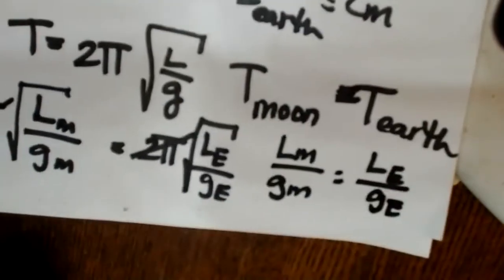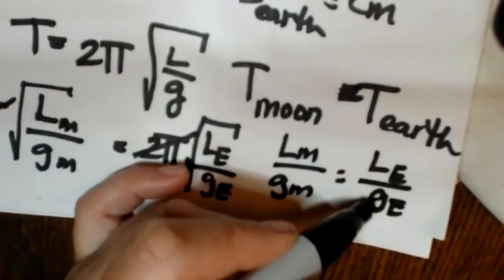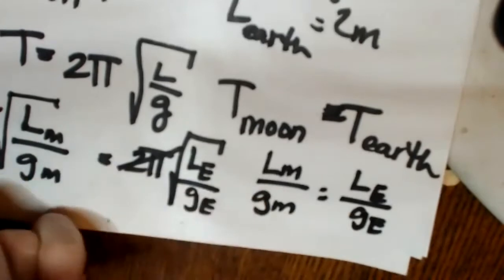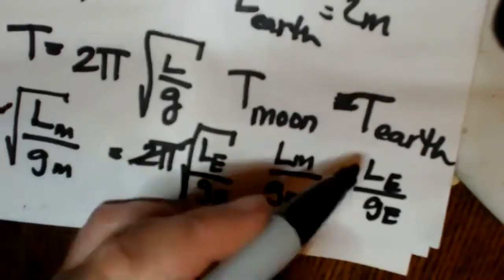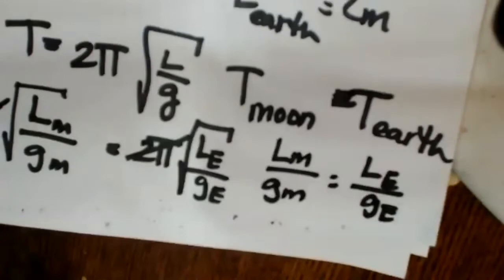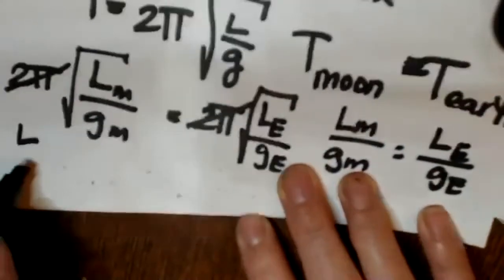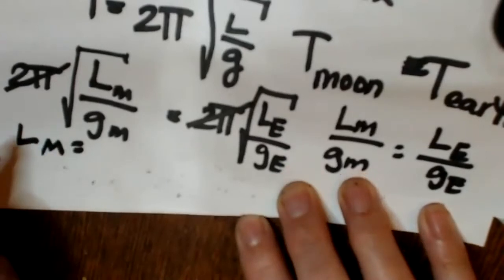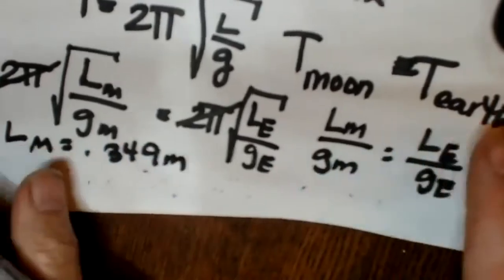And then I think I know everything in there except length on the moon. I know the length on the Earth is 2. I know g on the Earth is 9.8. And I know g on the moon is 1.62. So now all I've got to do is cross multiply and do some algebra. All right. And I got the length on the moon, when I solved it, to be equal to 0.349 meters.